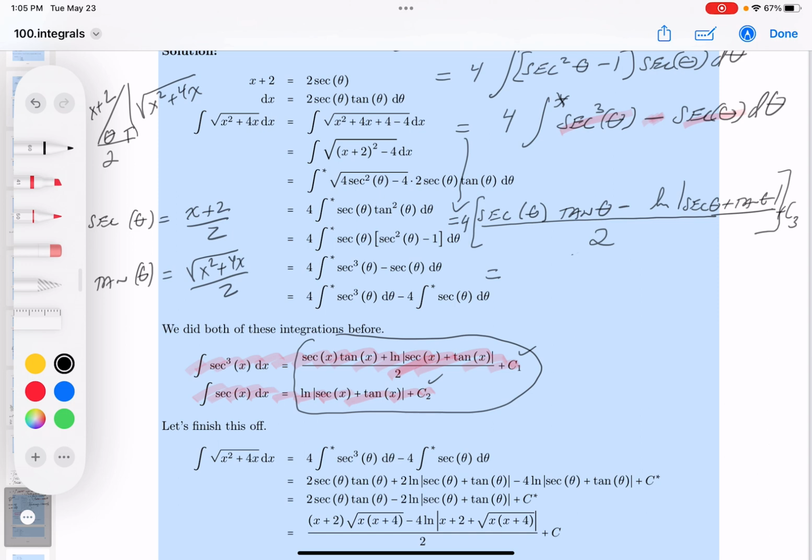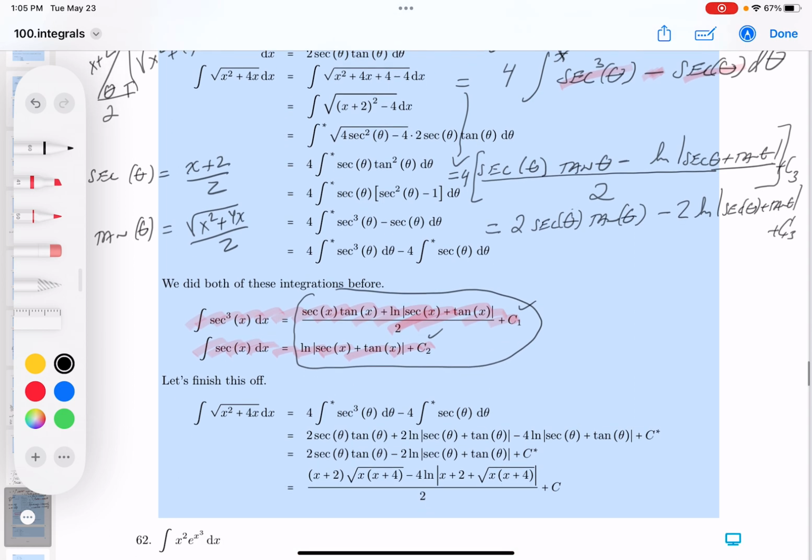And what does that give you? 2 secant theta tan theta minus 2 natural log secant theta. I know I'm jamming this in there, by the way. Plus C3. All right, I think I did okay now. Let's start plugging things in now. What are you going to get over here?